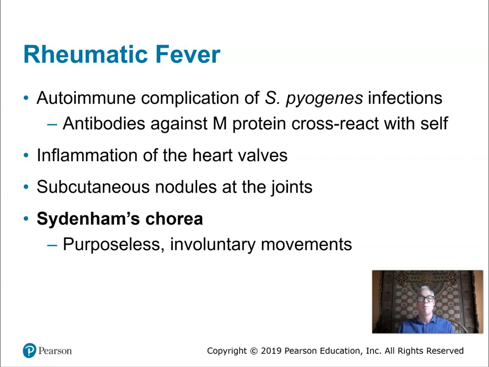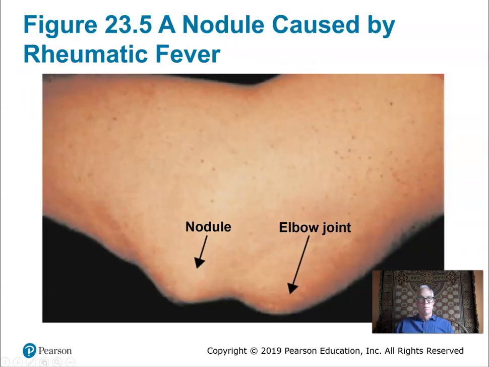Subcutaneous nodules can form at the joints, and we'll see a picture of that in a second. Sydenham's chorea, in children especially, is random purposeless movements of the extremities, most common in the face. If you're interested in something I think you'll find somewhat curious, just Google that term and look at some videos of children with Sydenham's chorea. And there's one of those rheumatic fever nodules forming near the elbow joint there.